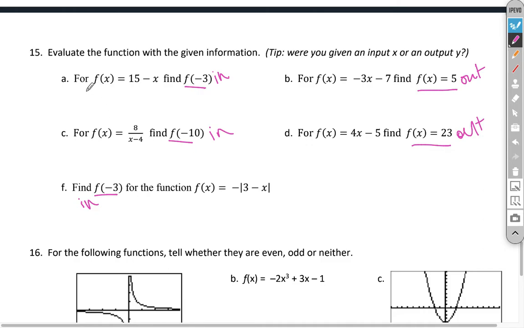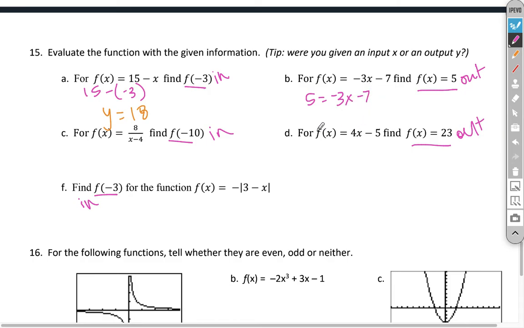So we've got 15 minus negative 3. And that gives us, make sure you write the variable that it's equal to. And in this case, we're solving for y. You could write y or f of x. Y equals 18. Right? Then b, this is an output. So we're putting 5 on the outside. So 5 equals negative 3x minus 7.